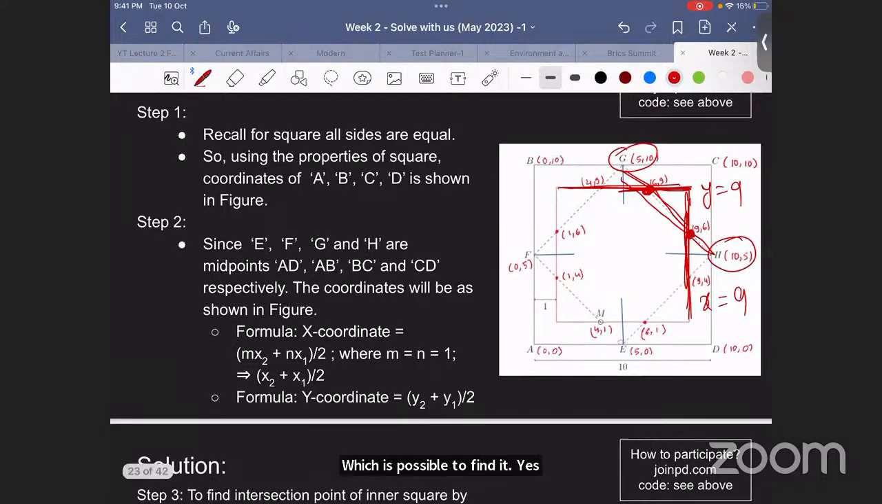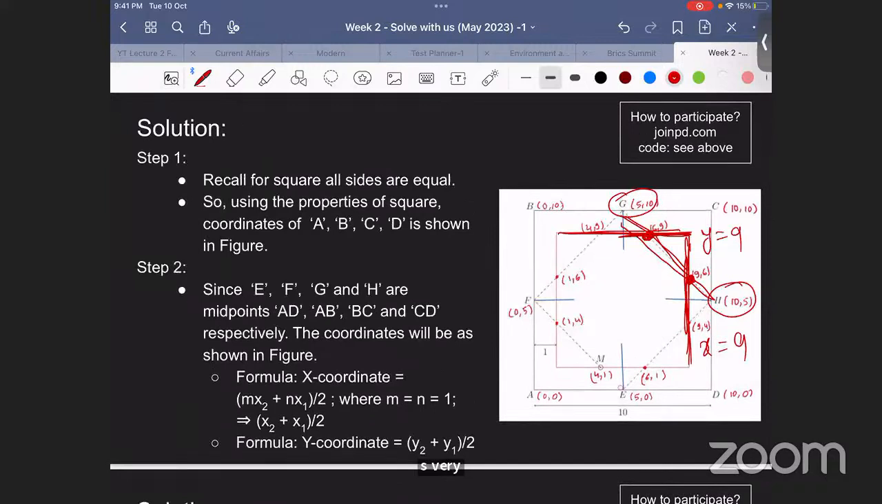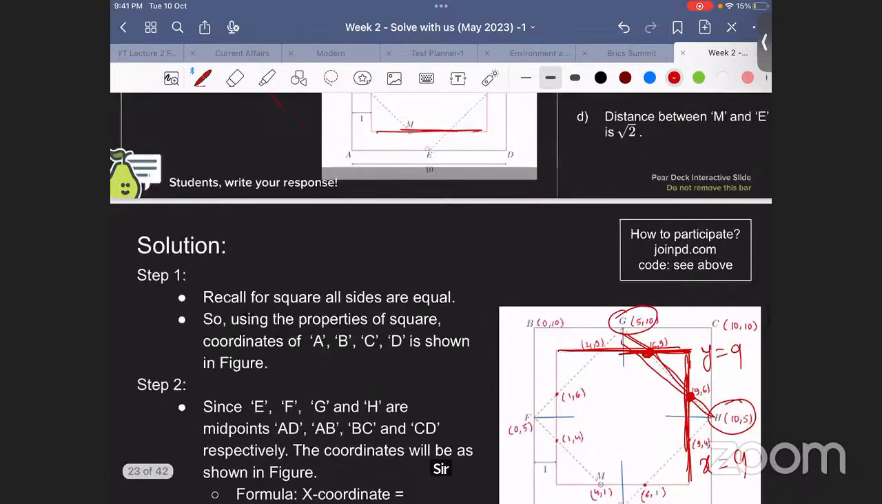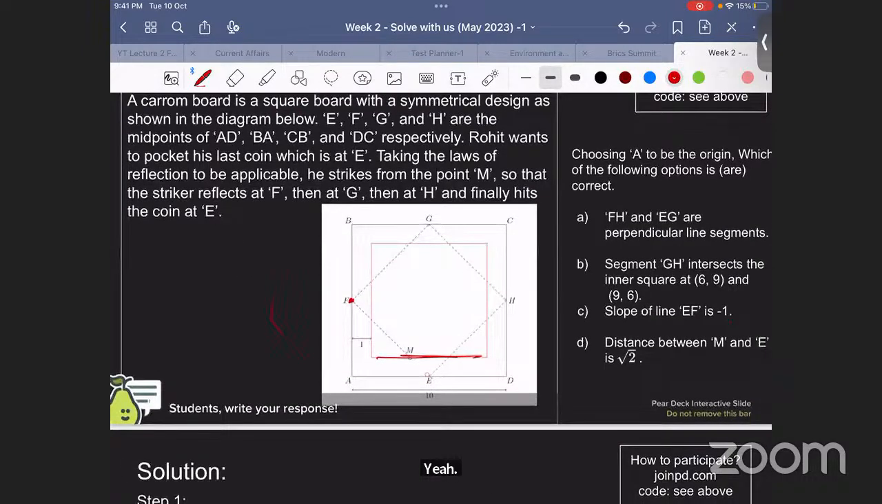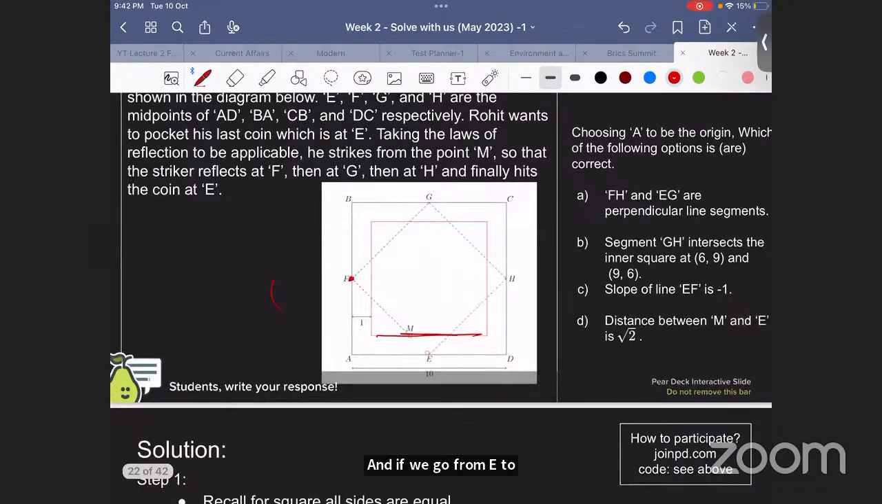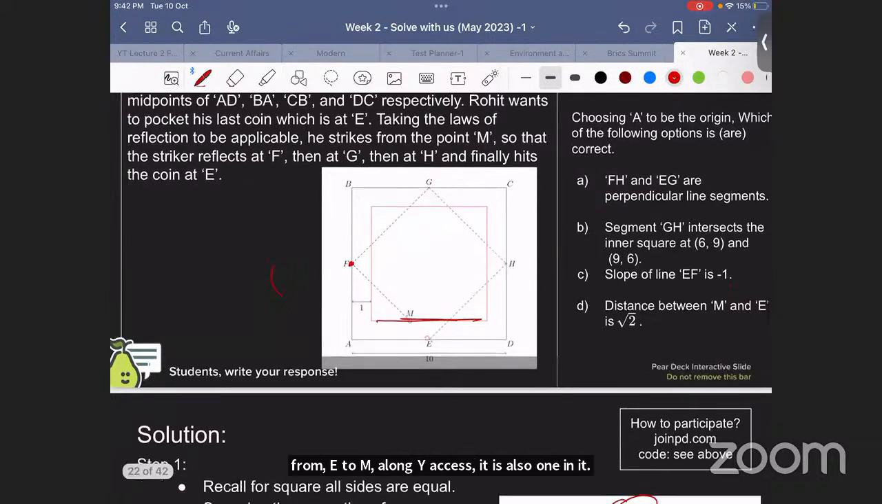Sir, I did option B and the last option by both methods, but you only discussed one. The second method I was talking about is, would it be right if I say that I did options B and D visually? The exact length of 1 unit is given on the left-hand side, and if we go from E to M along the x-axis, it is almost equal to 1 unit, and if we go from E to M along the y-axis, it is also 1 unit. So I calculated it in that way, visually.